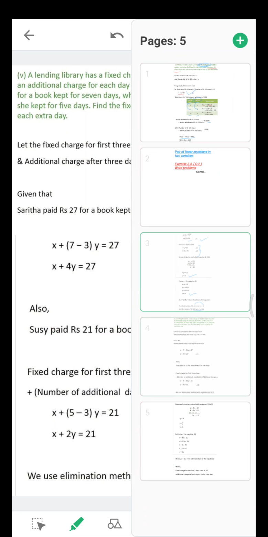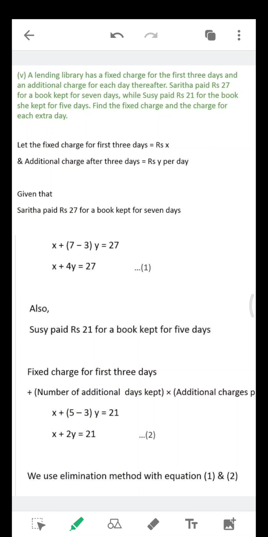Now let's have a look at another question. A lending library, this one, the fifth bit. With this the exercise ends. A lending library has a fixed charge. You know that very well.